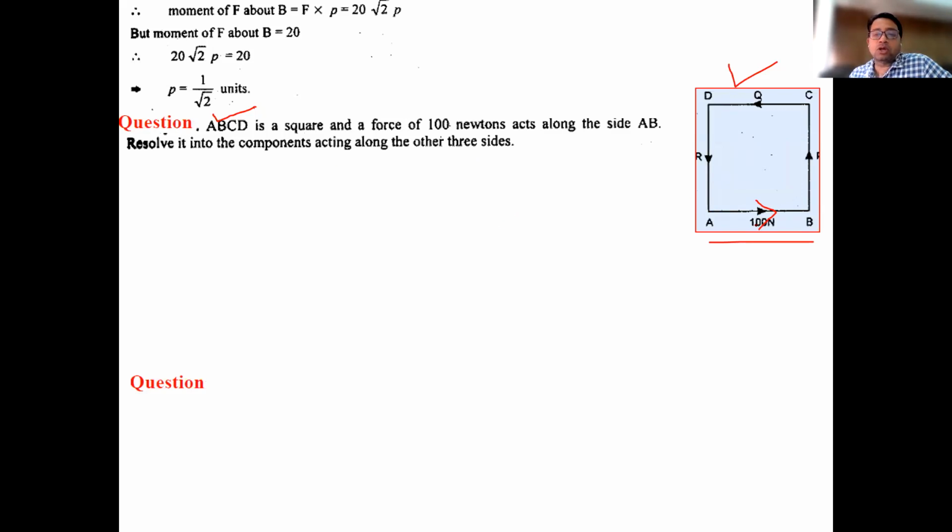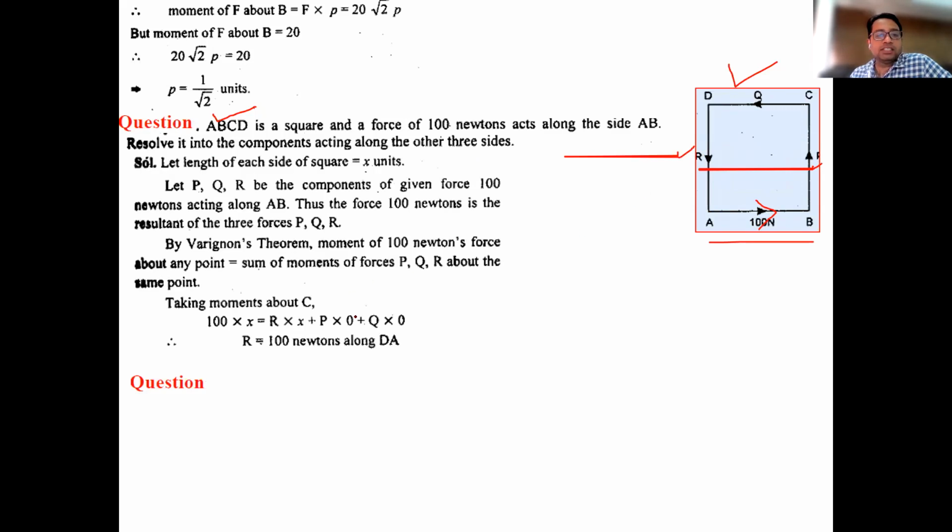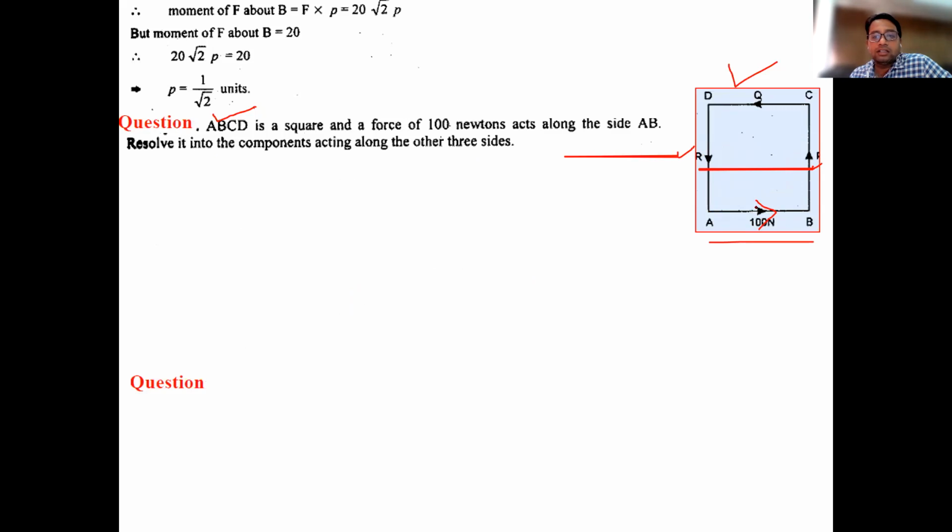So we have to resolve it into the components, which means we have to find the values of P, Q, R, right? So that means we must have the 100 newtons as a resultant of these three forces P, Q, R, because we have to resolve 100 newtons along the other three sides. That means we have to resolve 100 newtons in the direction of BC, in the direction of CD and DA. So the resultant of these three forces P, Q, R is 100 newtons.